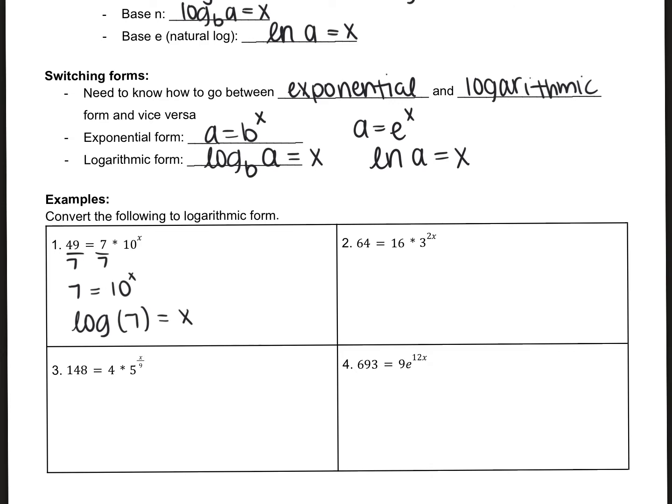Our second example, 64 equals 16 times 3 to the 2x. My first step is going to be to divide by 16, so we get 4 equals 3 to the 2x. When I'm converting to logarithmic form, my base is going to be 3. I'm going to write log base 3 of 4 equals my exponent 2x.